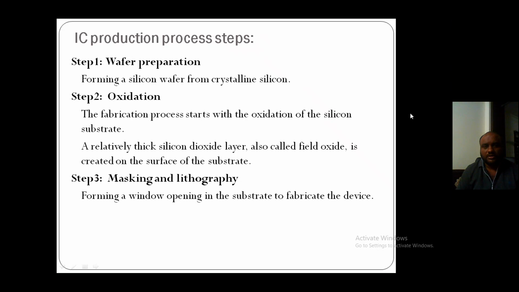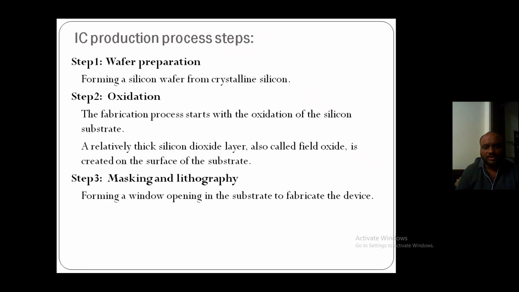IC production process steps generally consist of step 1, wafer preparation, which refers to forming a silicon wafer from crystalline silicon, where crystalline silicon is abundantly available in the form of crystals. So that should be processed to get a silicon wafer.